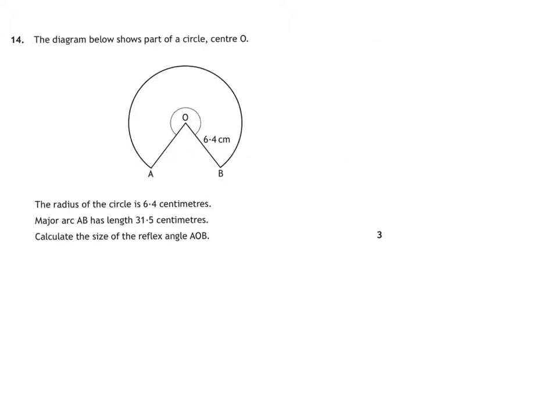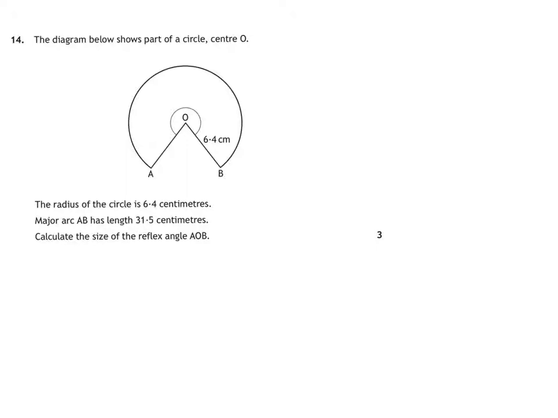Right, number 14. The diagram below shows part of a circle, centre O. The radius of the circle is 6.4 centimetres. Major arc, that's a big one. That's this beastie here, major arc, has a length of 31.5 centimetres. Calculate the size of the reflex angle, this one here, AOB. AOB, so it's this bit here, reflex angle more than 180 degrees.